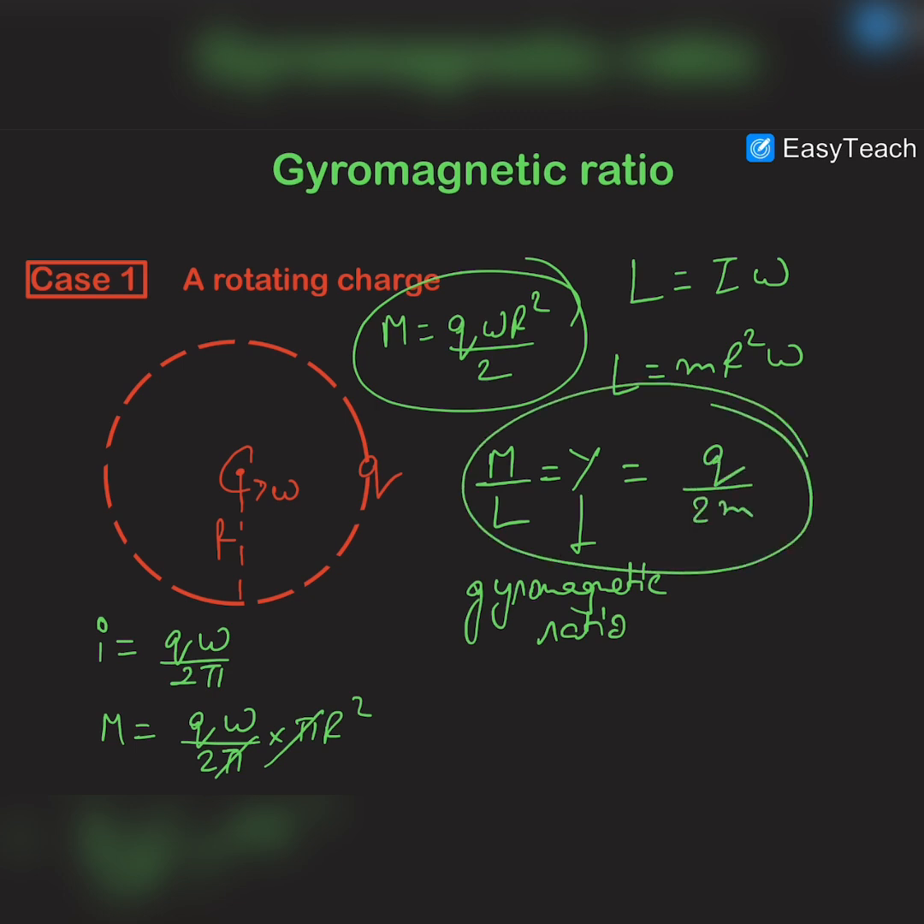So this is a universal law: the gyromagnetic ratio for any charged object that is rotating, where the charge distribution and mass distribution are the same and symmetrically distributed, is constant. The ratio of magnetic moment and angular momentum will be q by 2m, where q is the total charge of that object and m is the mass of that object.